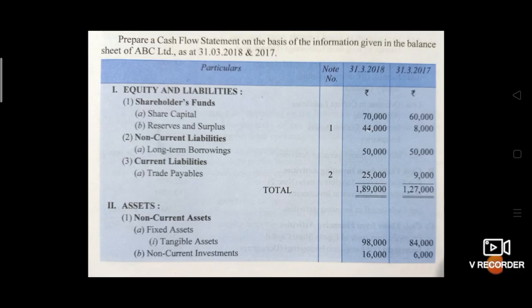Then asset side, non current assets, A fixed assets, sub point tangible assets 98,000 and 84,000. So there is increase in tangible assets. Non current investment, there is also increase in non current investments.